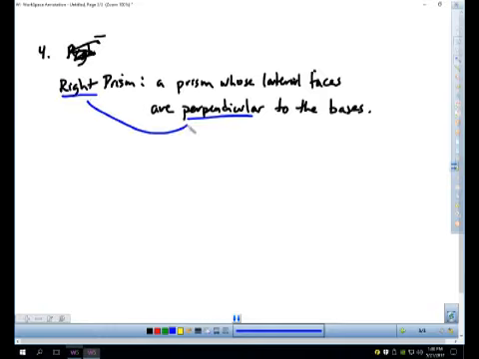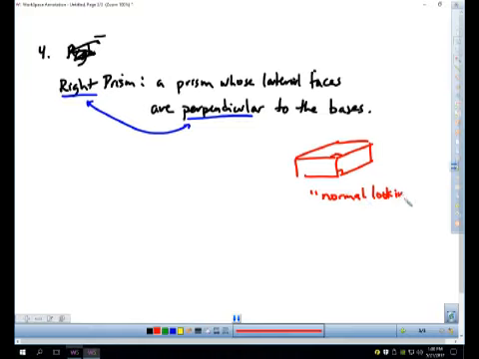Those are the two terms that kind of come together. So these are the prisms that you are used to seeing. They're the ones where the two bases are directly above each other, if it's sitting on a base, or it just looks like your normal looking prism. 99% of the prisms that we're going to look at in this class are going to be right prisms. I would say they're the ones that are normal looking.